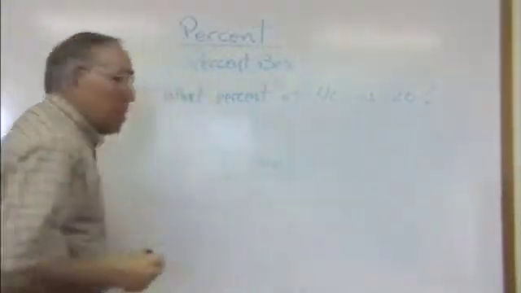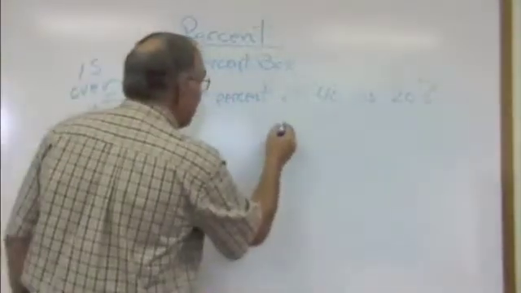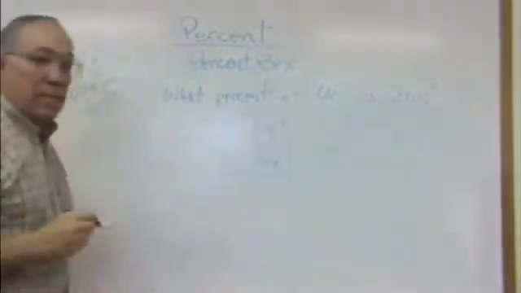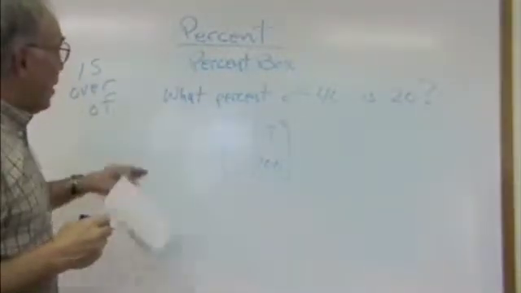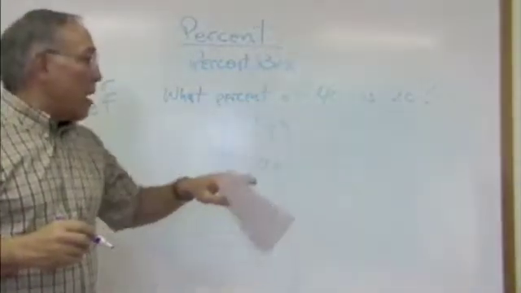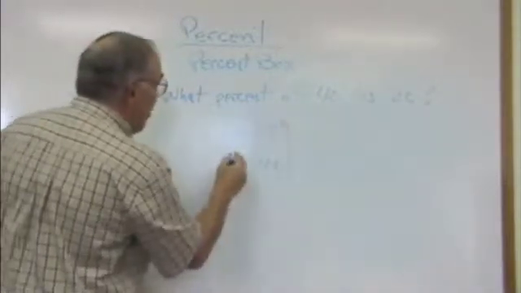100 always goes in the lower right section. Okay, this is percent. Do we know the percent? No, that's what we're looking for. We can put a question mark in there if we want to. Now, which number is going to go on the top and which number is going to go on the bottom? Well, which is the part? Well, 20 is the part. 40 would be the whole.